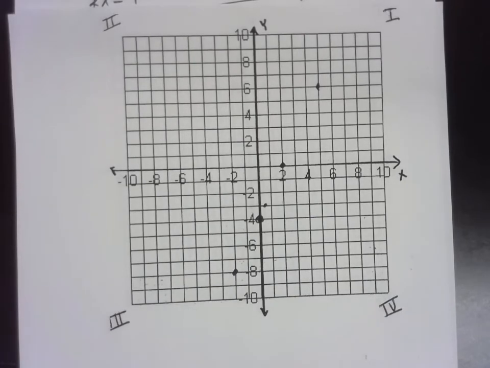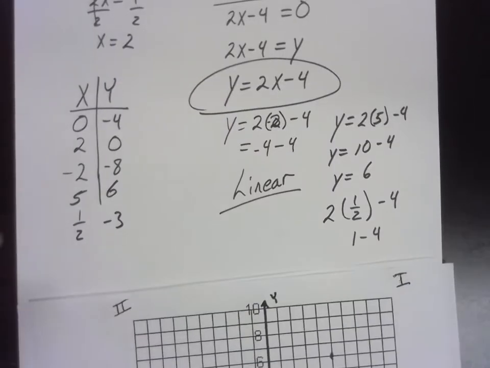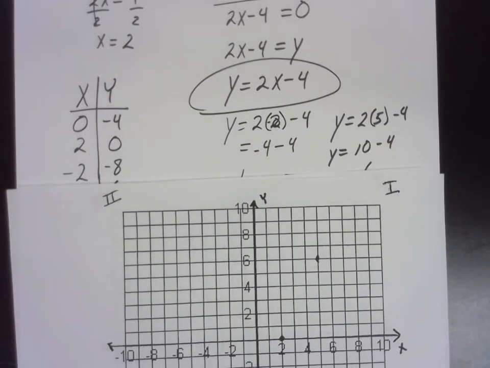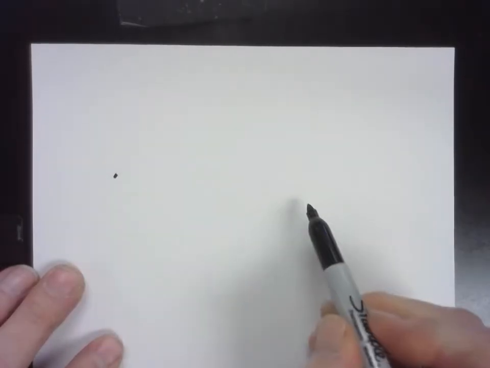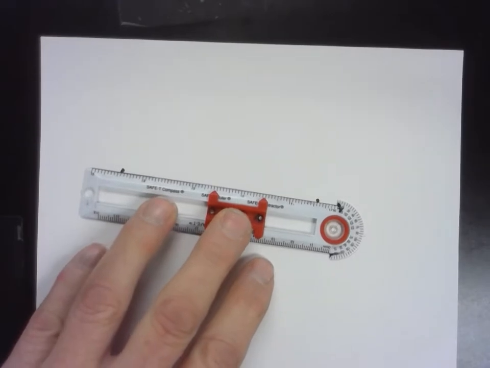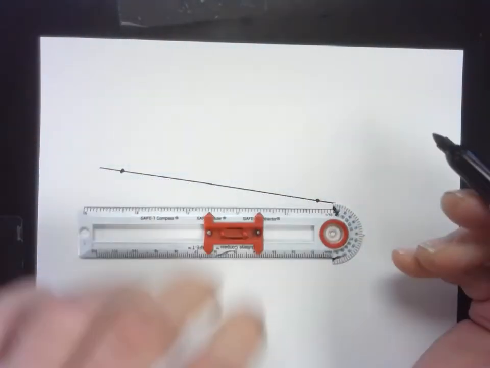Now, how many points do we really need in order to graph the line? 3. Now, we always do 3, but how many do we really need? 2. There's a guy named Euclid who lived 2,500 years ago, and he said through any 2 points, there's exactly 1 line. So if I draw 2 points on my paper, how many lines can go through both of them? 1. Yeah, there's just 1 line. There cannot be more than 1 line that can pass through those 2 points, can there?